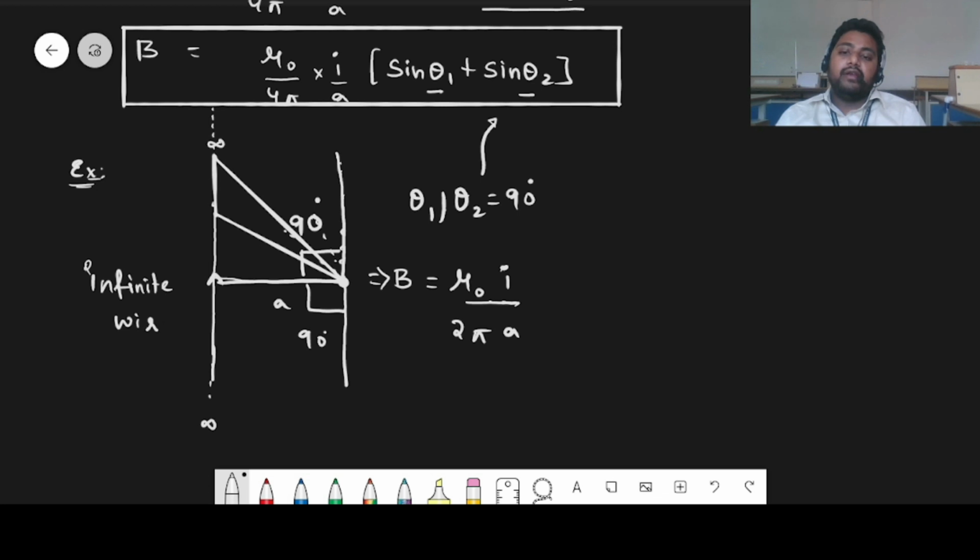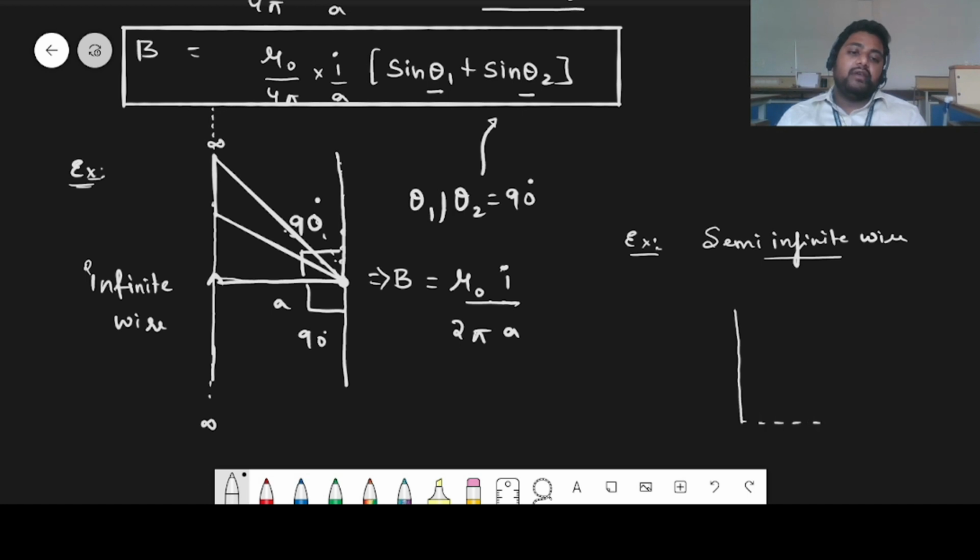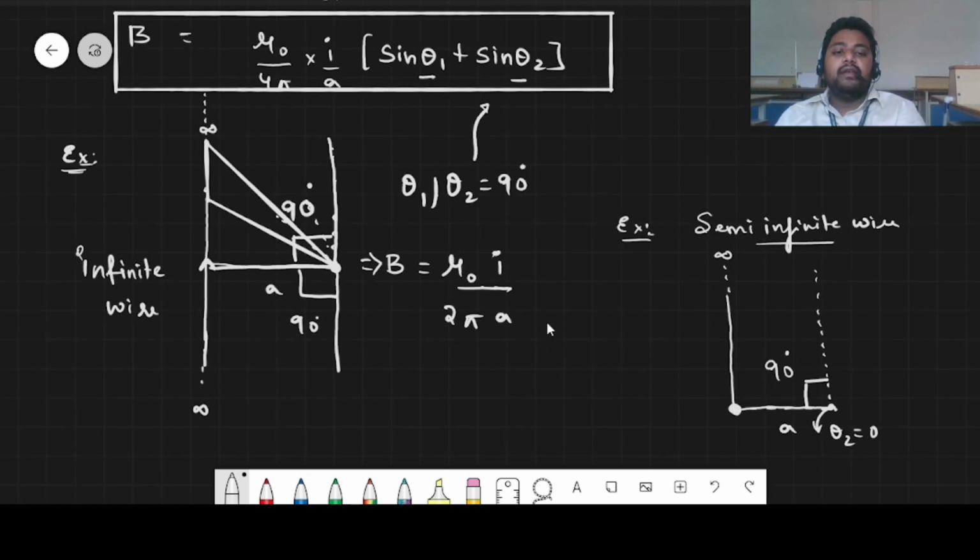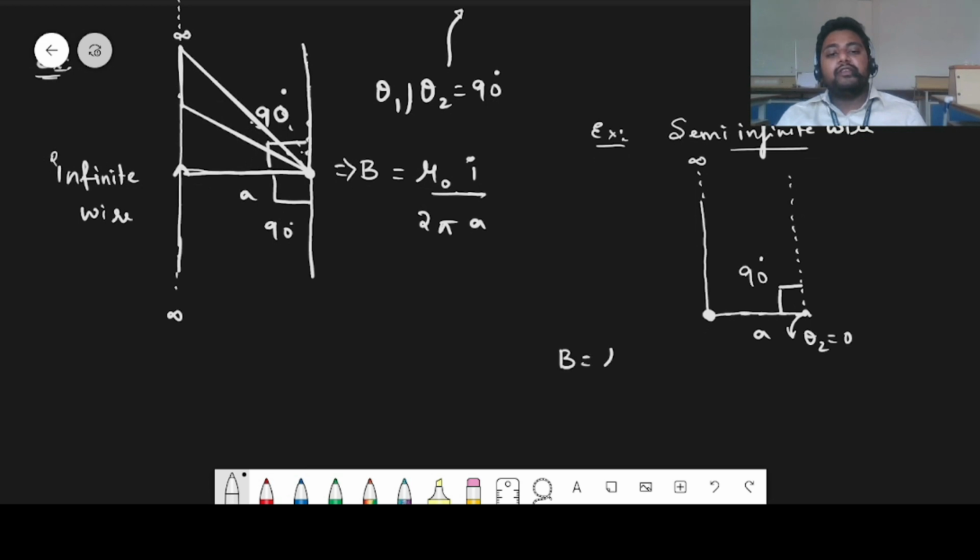For example, if they are asking for a semi-infinite wire, this is how you will have it. This is extending up to infinity, and this is the point where we have to find the field. Now, to reach this infinite length, you have to go at an angle of 90. And theta 2 in the anti-clockwise direction is going to be 0 here, because you are already at that same point. You are not going to move any angle. So substituting that, you get B equal to mu naught I by 4 pi A. Substituting theta 1 and theta 2 in that equation will give you the magnetic field due to that semi-infinite wire.